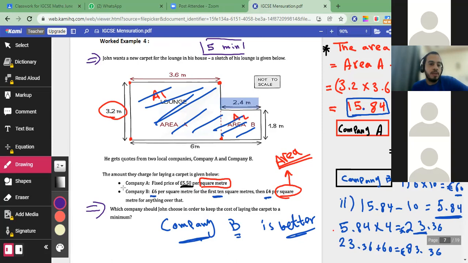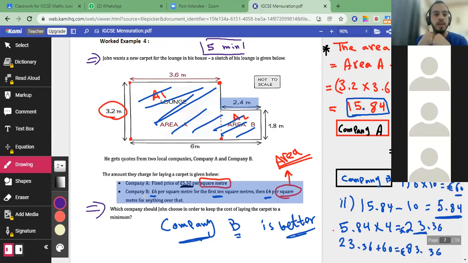Okay, so read this part. Company B. Okay, I got it. Because in company B they divide the price into two categories. For the first 10 square meters you pay only 6 euros, and for the rest you pay 4 euros for any square meter after 10. Okay, you got it.